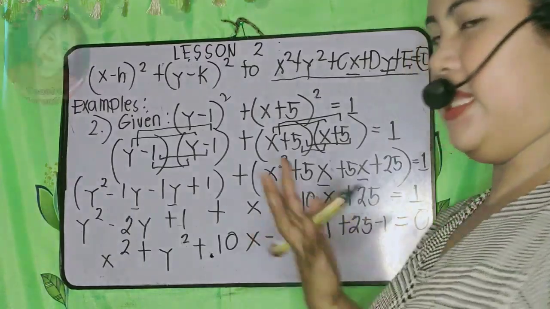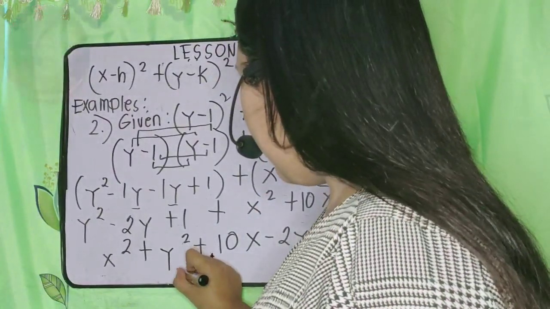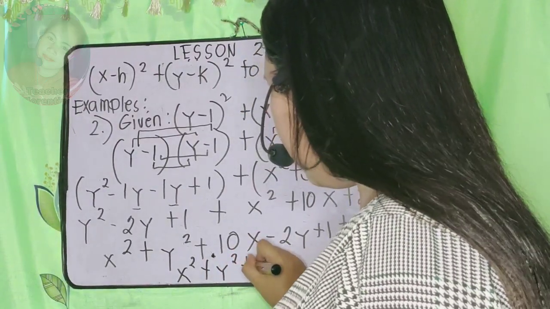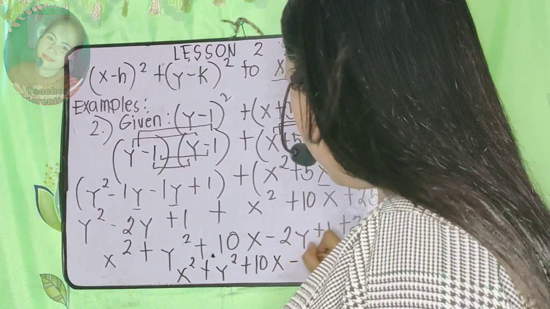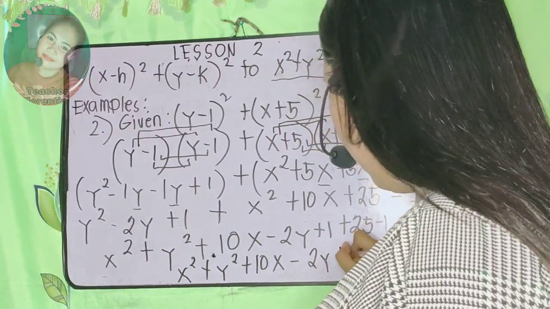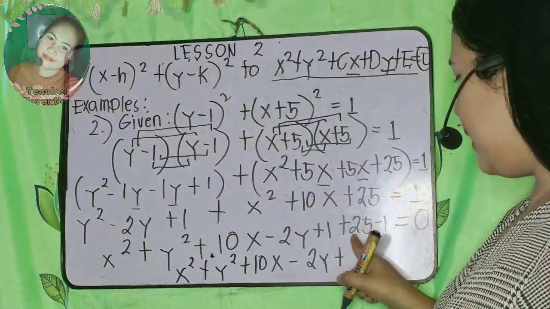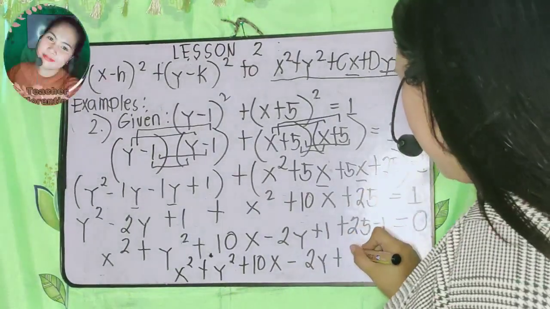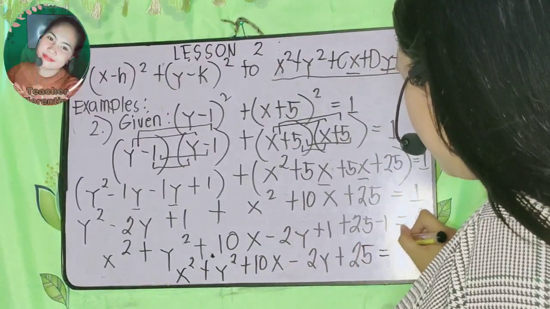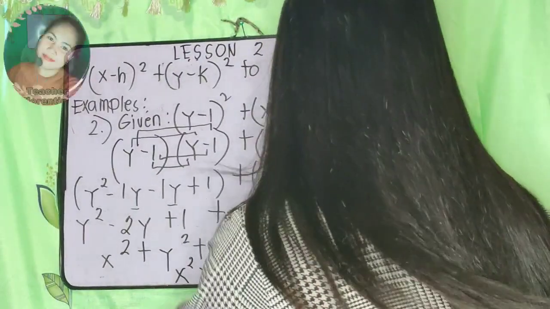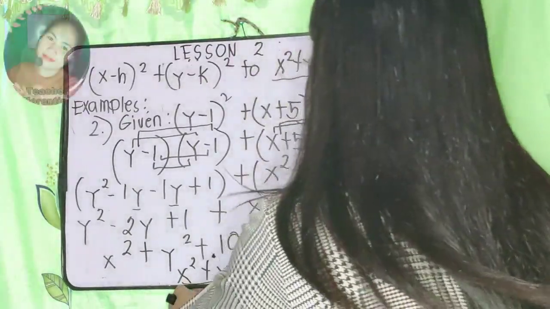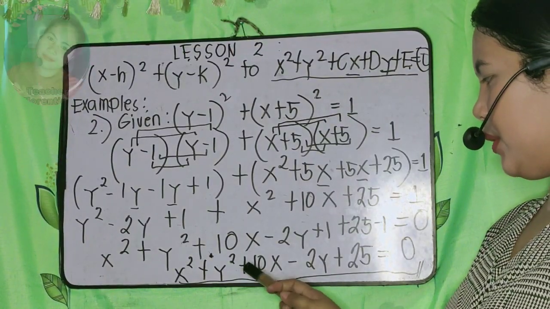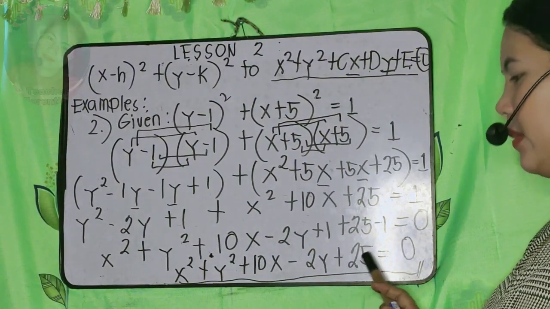Then, simplify na natin yung pinaka-final answer natin. Okay, so our final answer, x squared plus y squared plus 10x minus 2y then plus. Okay, ayan. 1 plus 25 minus 1. So, 1 minus 1 is 0 na. So, our answer is 25. Then, equate natin siya sa 0. So, this will be our, hindi na kasya sa board. So, this will be our final answer. So, we have x squared plus y squared plus 10x minus 2y plus 25 equals 0.